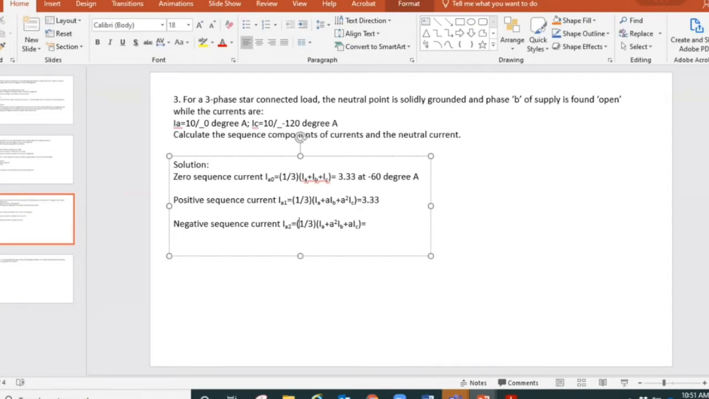If I put 1/3, then IA is 10 at an angle 0 degree, right? So that's 10. And then IB is 0. That becomes 0. And then IC is 10, and then you have minus 120 degree. So a squared times. If you now calculate it, you're getting 3.33.